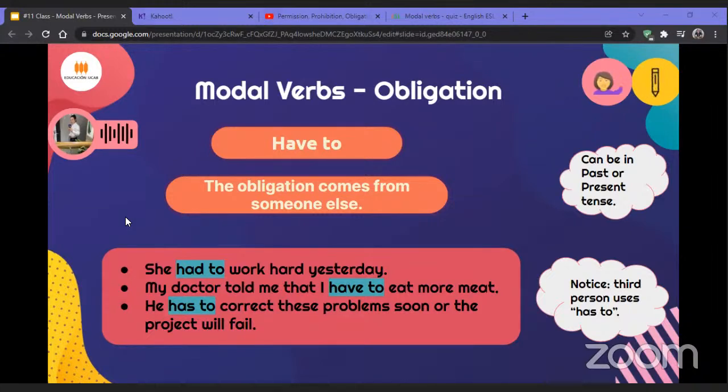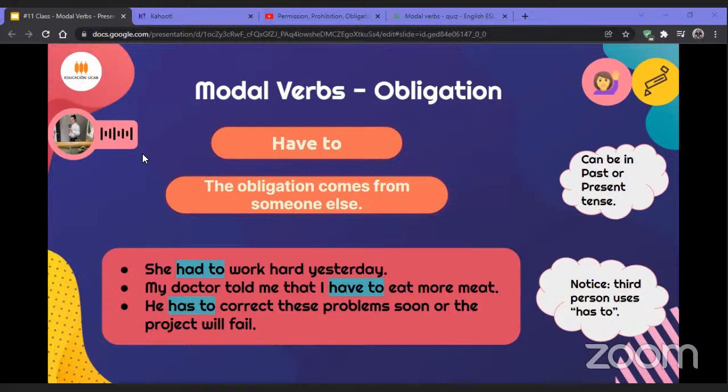So to show those cases, we need to read the sentences. So please, Jhonny, can you read the first one, please? Of course. So he had to work hard yesterday. In this case, it's in past tense. Excellent. Okay, thank you. Ya vimos un poco acerca del pasado en clases anteriores. Ya sabemos que yesterday hace clara referencia al pasado. So she had to work hard yesterday.